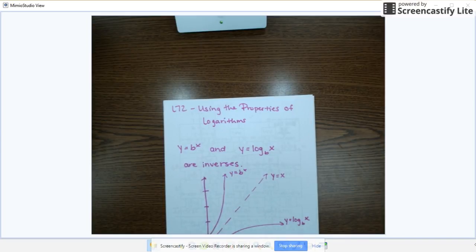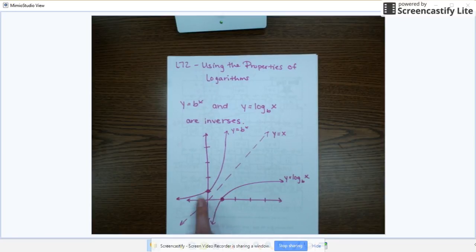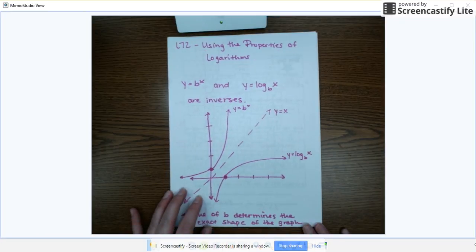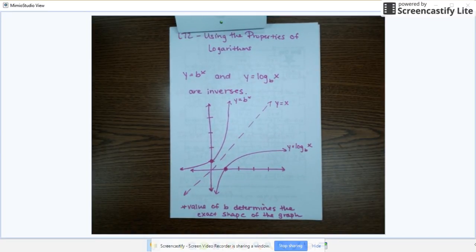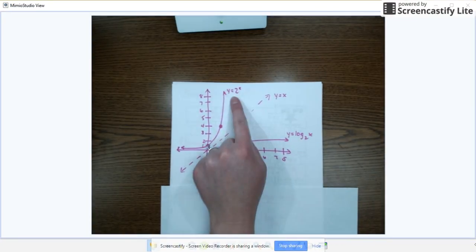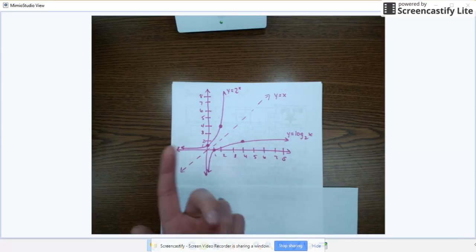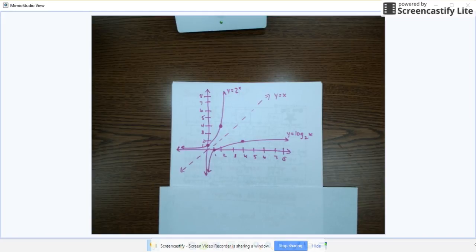So here is our exponential equation, y equals b to the x. Here's the logarithmic equation. You can tell that those graphs are a reflection over the line y equals x. The value of our b is going to help us define the specific shape, or the steepness, of our graph. So I did a more specific example. If b was equal to 2, here is y equals 2 to the x. There is log base 2 of x. Just the steepness changes a little bit, but still inverses.